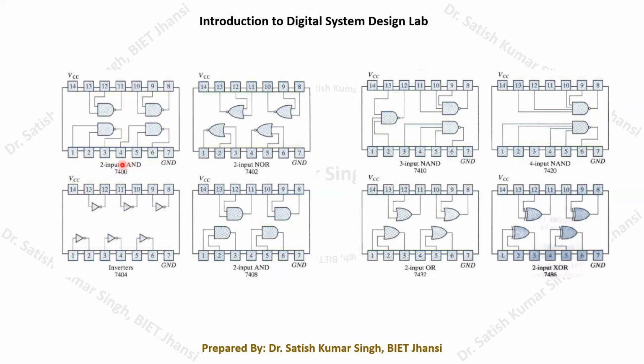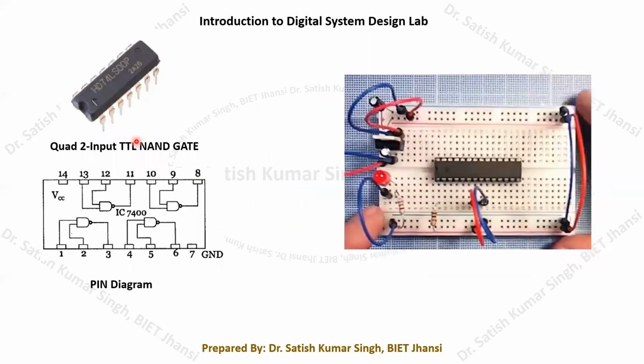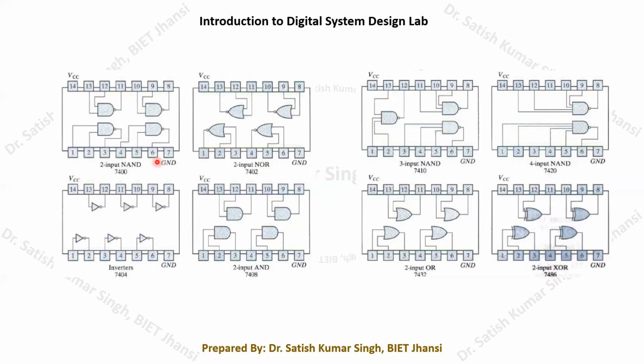Here 00 means it is a NAND gate. It is a 2-input NAND gate, and a total of 4 NAND gates are available within the same IC. So it is also called a quad 2-input NAND gate. You remember that generally it is referred to as quad. I have already written it here. You can see it is a quad 2-input TTL NAND gate.